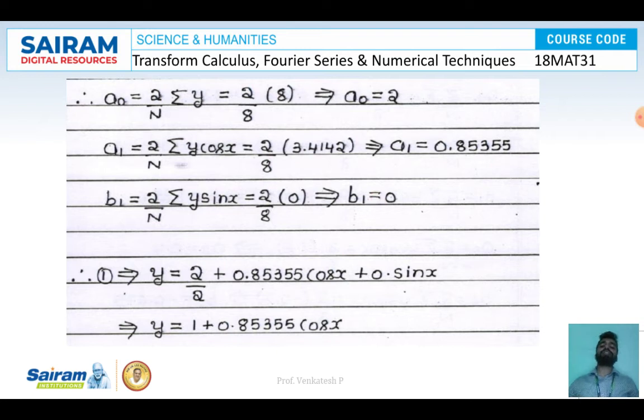So now replace this a0, a1, b1 in the main formula. So we got y is equal to 2 by 2 plus 0.85355 cos x plus 0 into sin x. So y will be equal to 1 plus 0.85355 cos x, which is the first harmonic.